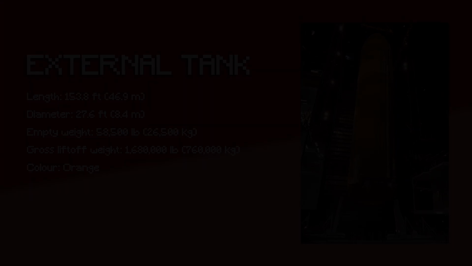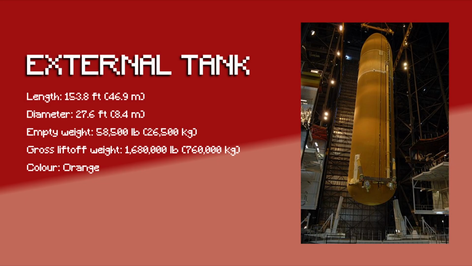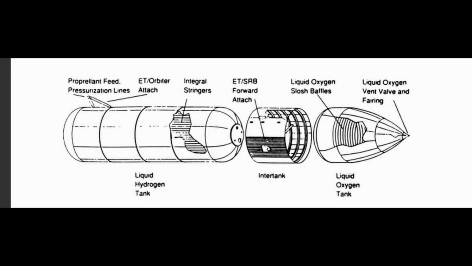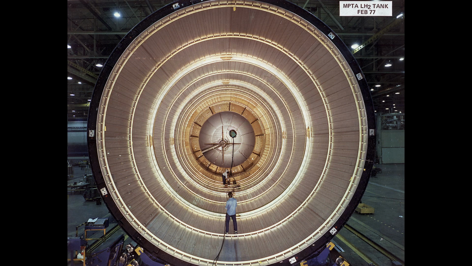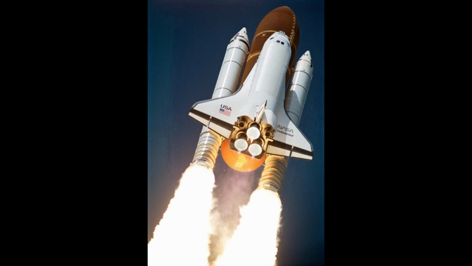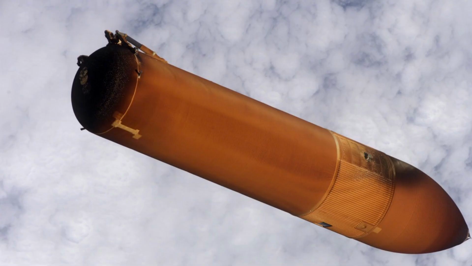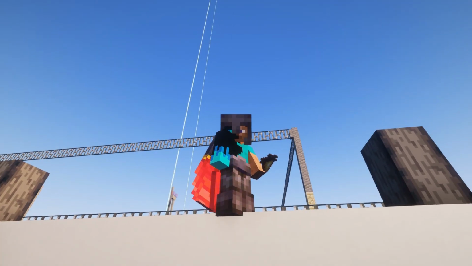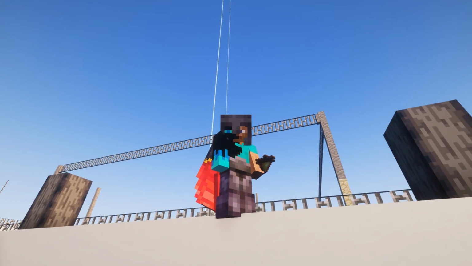The external tank is the main structural support of the Space Shuttle. It's the central piece that holds everything together and also has various fuel tanks inside that are used by the main shuttle engines. After about 8.5 minutes, all of its propellant is used and the tank is detached and falls back down to Earth where it burns up in the atmosphere. So, we know the size and dimensions, we know what it looks like, we know what's inside it, let's build it.